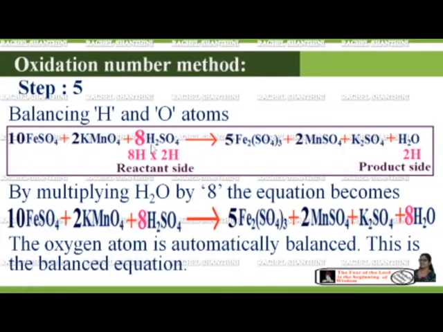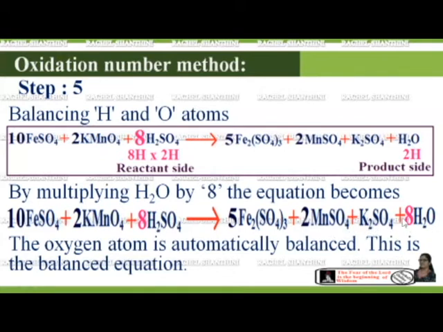Here we have 8 H2SO4. So to calculate the number of hydrogen atoms, we have to multiply the coefficient 8 with its subscript 2. So 8 into 2, totally we have 16 hydrogen in the reactant side and 2 hydrogen in the product side. To balance the number of hydrogen atoms on both sides of the reaction, let us multiply the water molecule by 8 and the equation becomes 10 FeSO4 plus 2 KMnO4 plus 8 H2SO4 gives 5 Fe2(SO4)3 plus 2 MnSO4 plus K2SO4 plus 8 H2O.